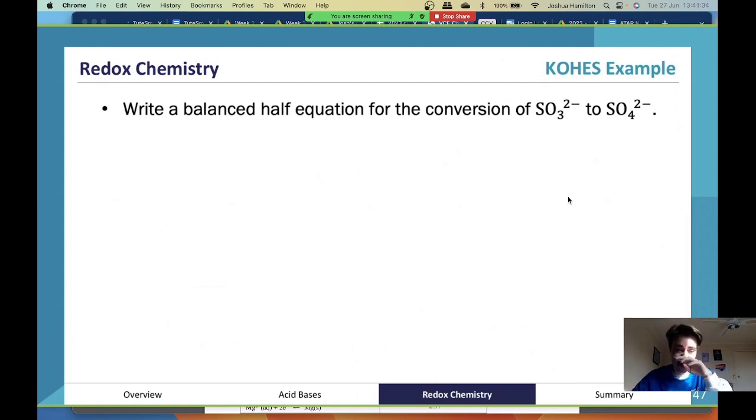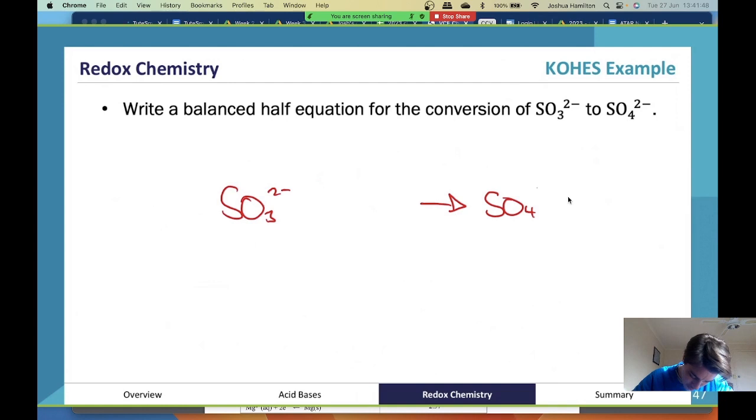The first thing you're going to do is write out your atoms first. So you're going to say SO3 2 minus. Now give yourself some space, and then write out SO4 2 minus. You've given yourself space here to write and space here to write, because you may have to put something in there.